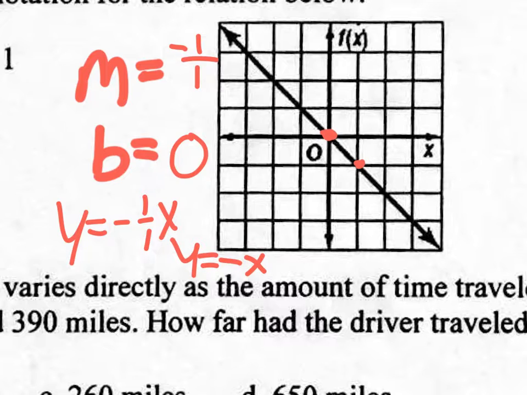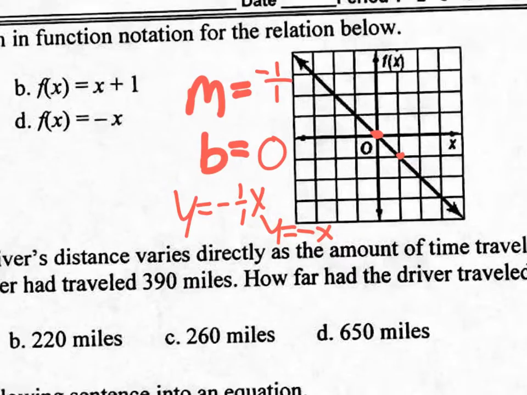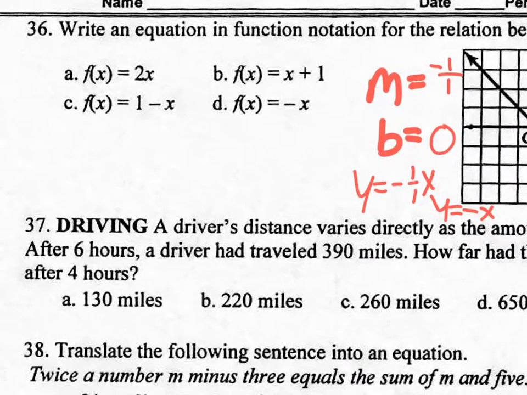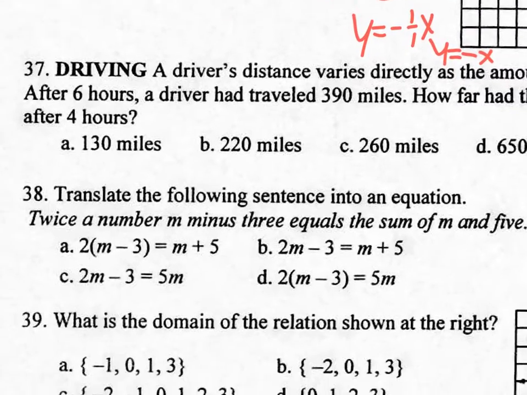Okay? Let's check out our answers over here. Let's look for y equals -x. Now there is no y, but that's okay. f of x is the same thing as y, so there's our answer. Moving on. 37.